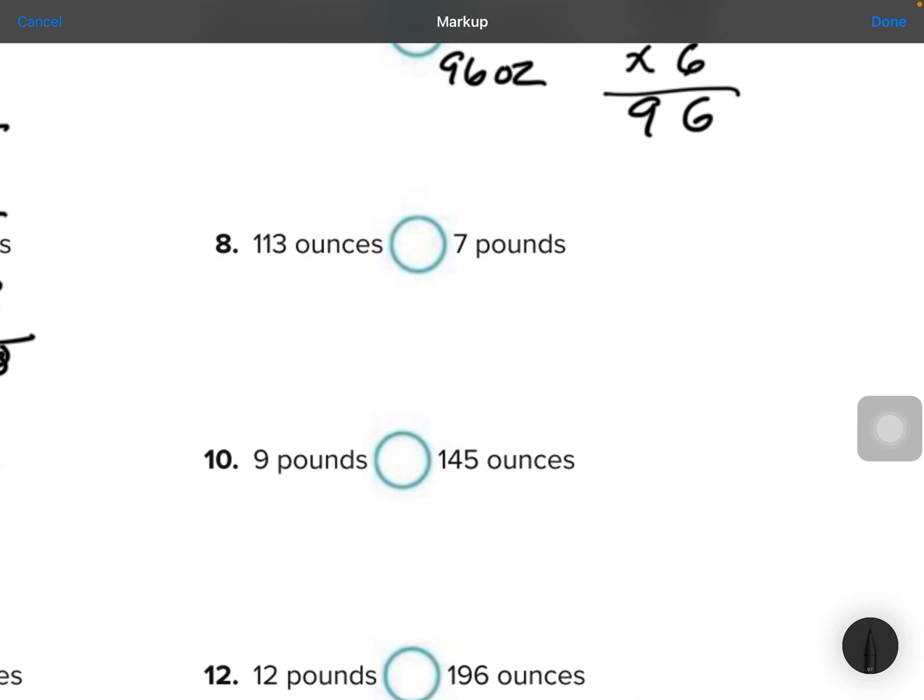Number 8, we have 113 ounces and 7 pounds. We need to convert the pounds to ounces. So we do 16 times 7. 16 ounces are in 1 pound. Excuse me, I totally reversed that. Sorry. Let's begin our multiplication. 7 times 6 is 42. 7 times 1 is 7. 7, 8, 9, 10, 11. We have 112. Ooh, that's really close, but 113 is indeed greater.